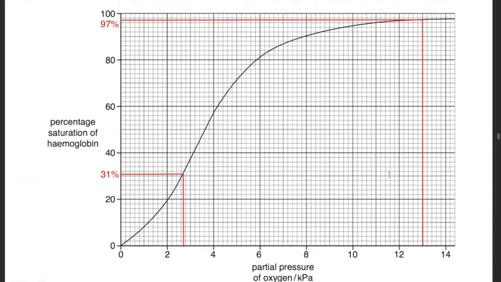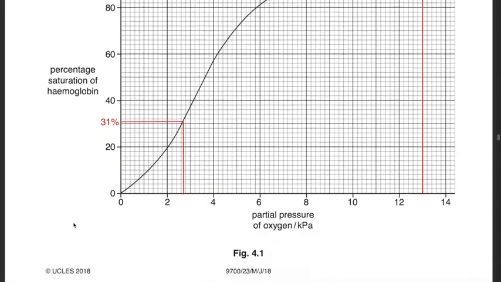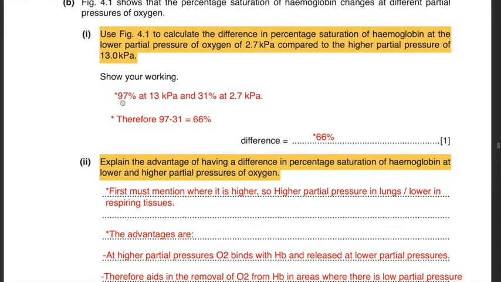If you look at 13 kilopascals, I have marked over here what the percentage saturation of hemoglobin is, and you would get around 97%. And at 2.7 kilopascals, you would get the percentage saturation of hemoglobin at around 31%. So remember the values, 97% and 31%. Therefore, 97% at 13 kilopascals and 31% at 2.7 kilopascals. Therefore, the difference would be 66%. Hence, the answer is 66.